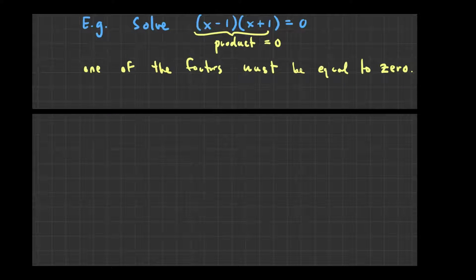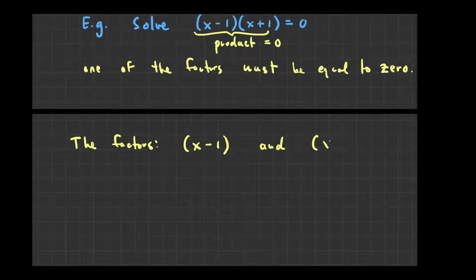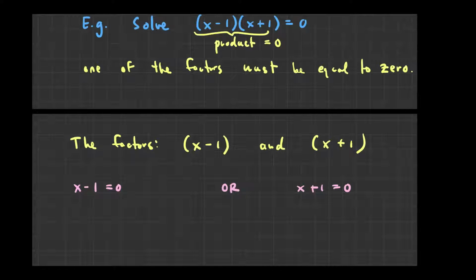So the factors are, let's write the factors. The factors are x minus 1 and x plus 1. Okay. So those are the two factors. So I know that one of them must be equal to 0. So I'll say that x minus 1 must be equal to 0, or x plus 1 is equal to 0. Okay, and you can kind of see where this is going now. Now we can actually solve these.